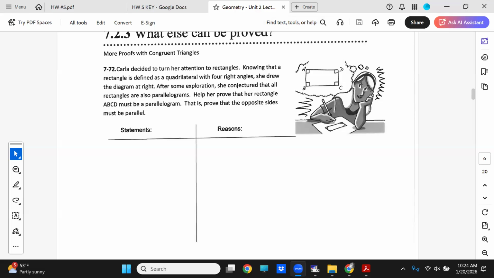Okay, let's look at this one here. So Carla decided to turn her attention to rectangles, knowing that a rectangle is defined as a quadrilateral with four right angles.